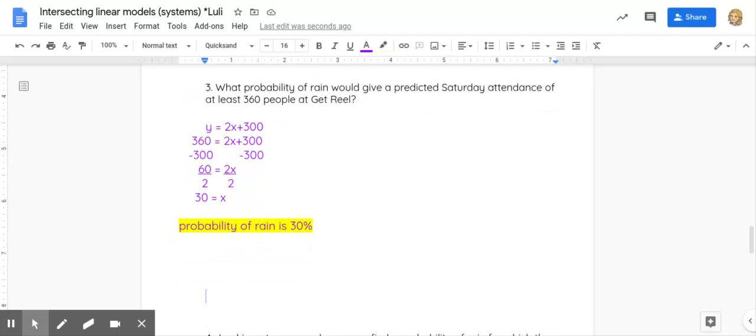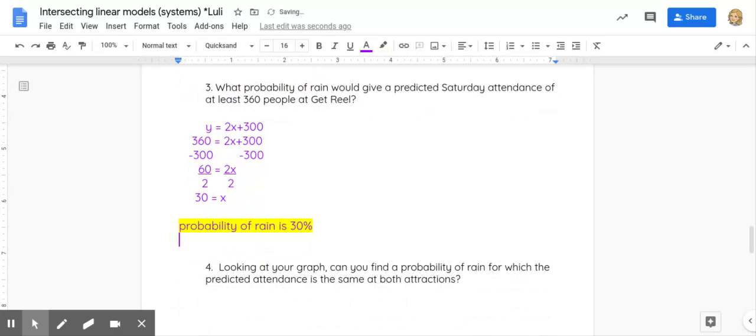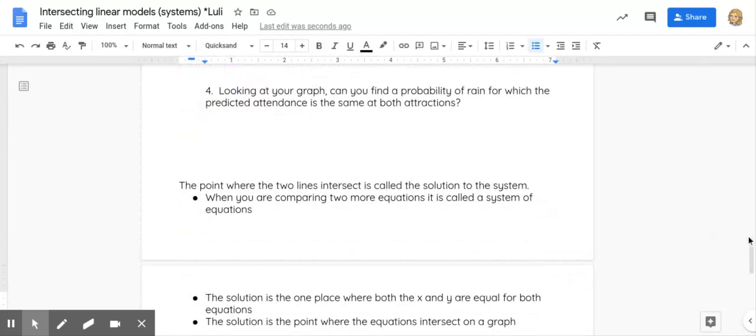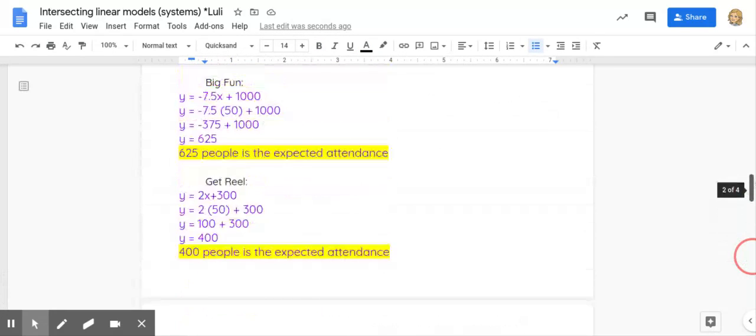All right, nice job. Okay, we have a couple more to finish this up. So now we're going to look at the graph and we're going to find the probability of rain for which the predicted attendance is the same at both attractions. So we're looking at that solution to the systems.